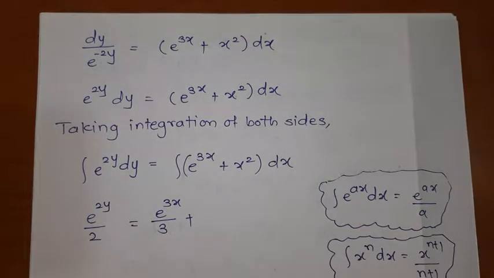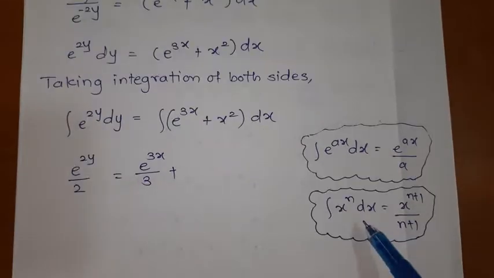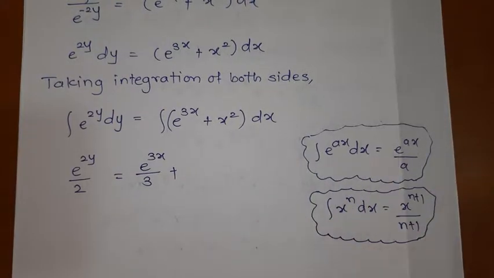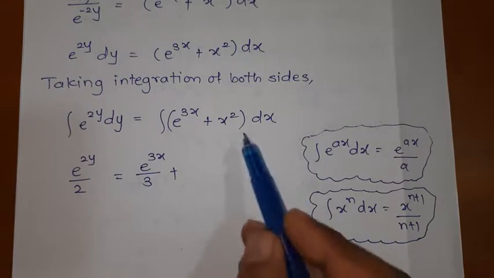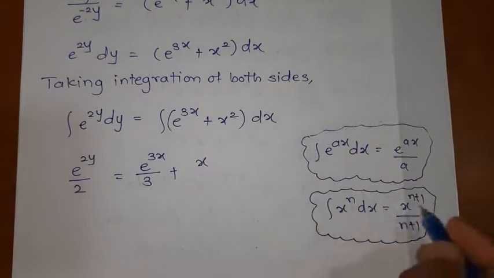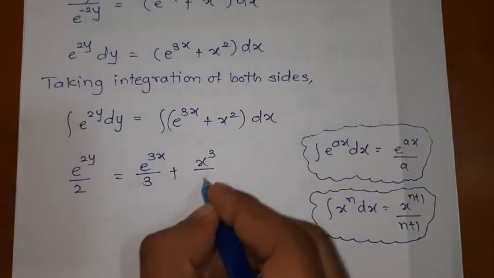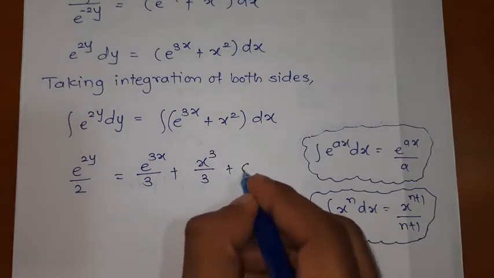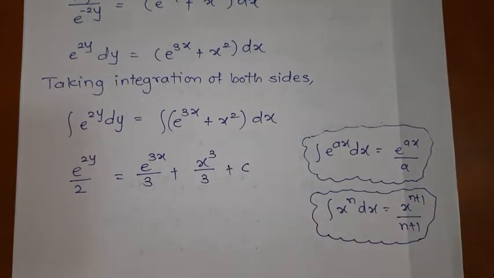See, to take integration of x square we have this formula. Integration of x raised to n is x raised to n plus 1 upon n plus 1. So can you tell me using this formula what is integration of x square? Yeah, n is equal to 2 now. So if you put n is equal to 2, we will have x raised to 2 plus 1, that means x cubed upon 3. 2 plus 1 is 3, right? And c is the constant of integration. So this is the solution of the given differential equation.